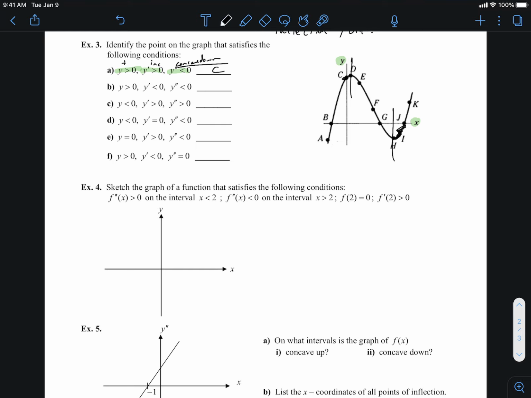Okay, for B, it's looking for, again, above the x-axis, decreasing slope, and concave down again, right? So where is a point that does that? Well, we identified the decreasing portion of the graph is going to be anywhere from D to H, right? And it looks like a point that would be negative and concave down could be point E.